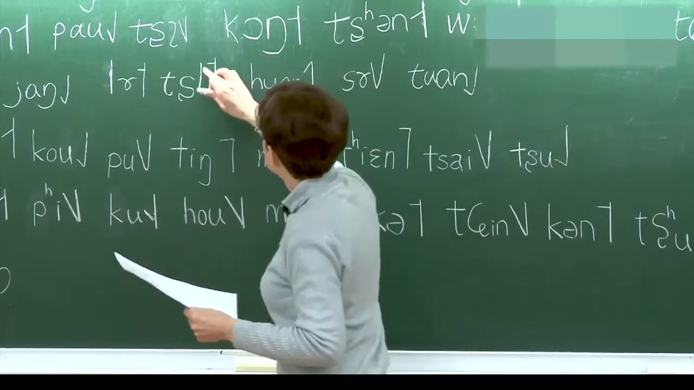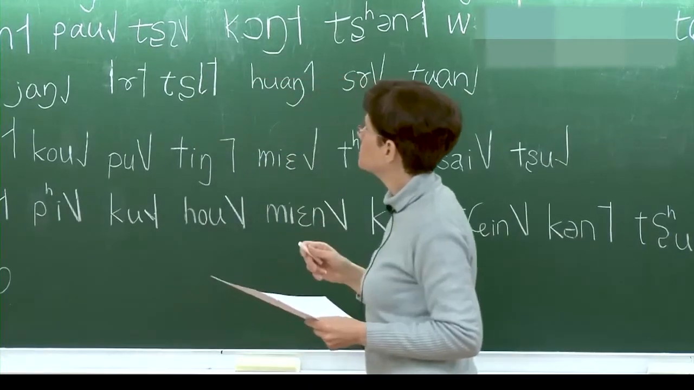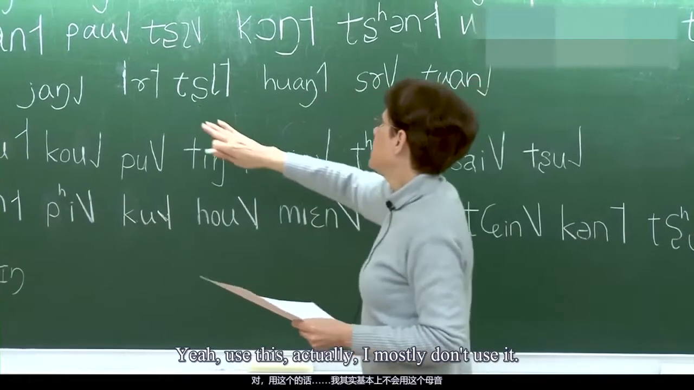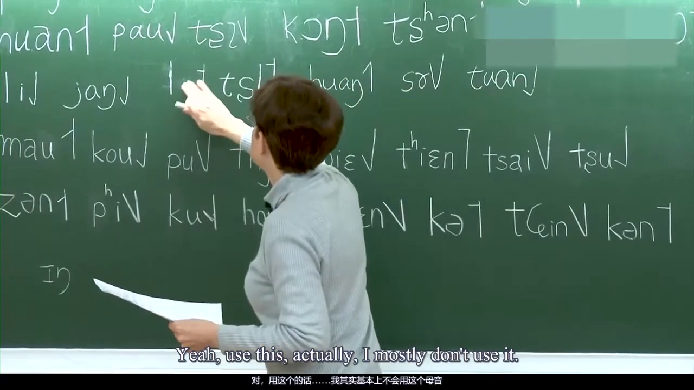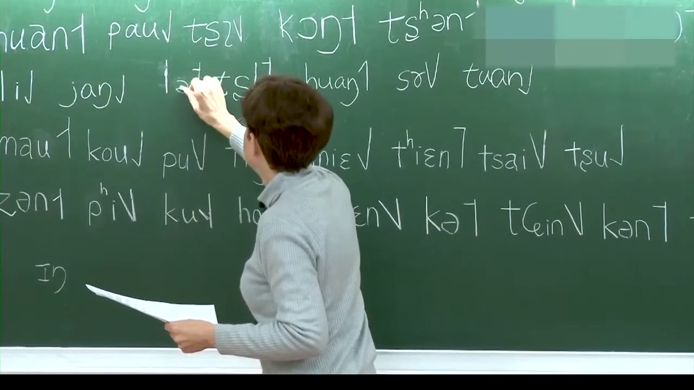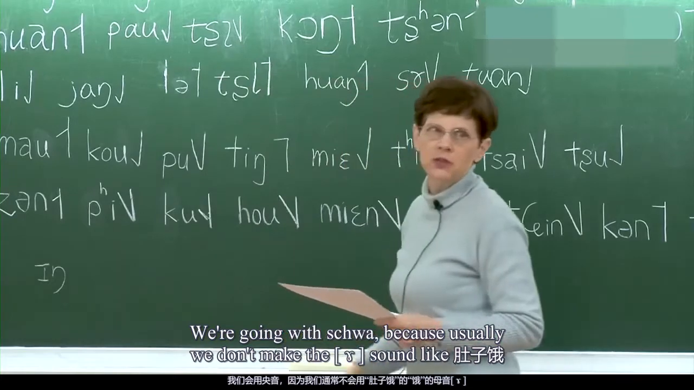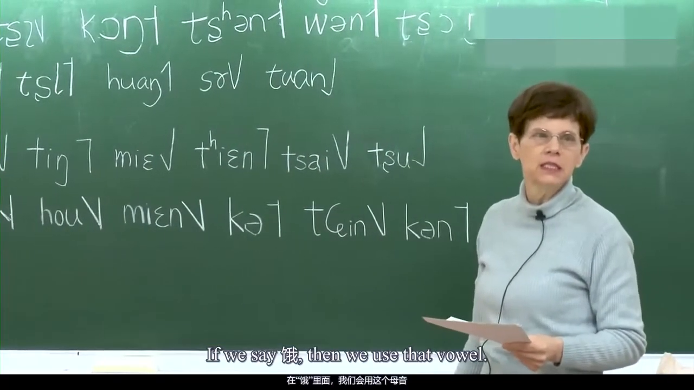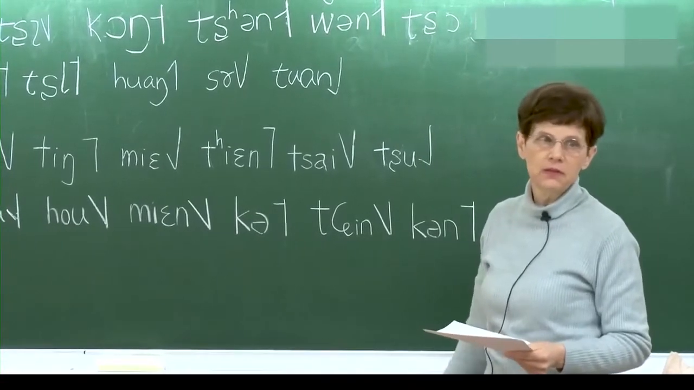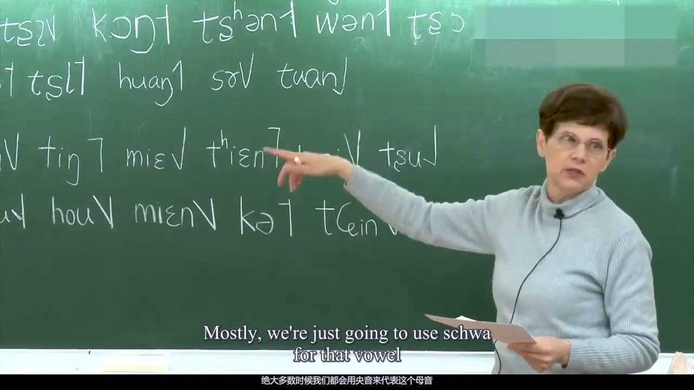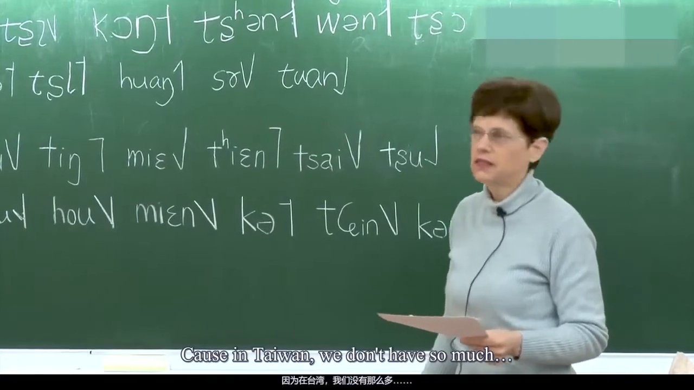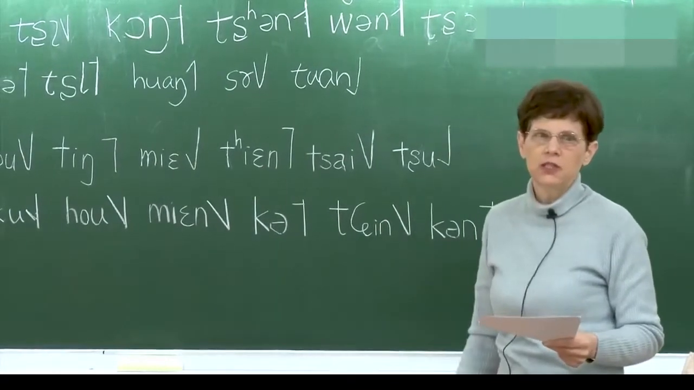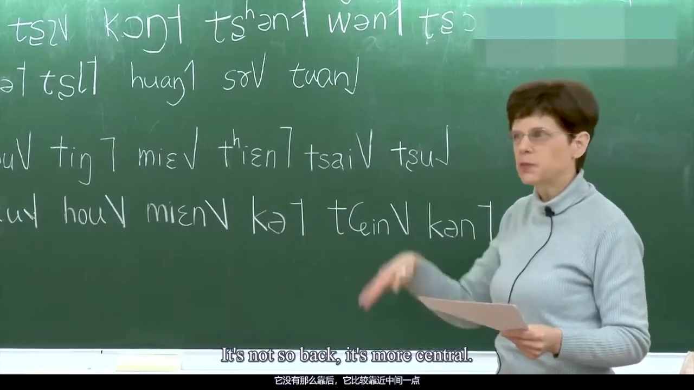Zhi. Yes. I think the vowel, can we use schwa? Yeah. Use this. Actually, I mostly don't use it. We're going with schwa because usually we don't make the sound like 肚子饿. If we say that, then we'd use that vowel. Mostly, we're just going to use schwa for that vowel. Because in Taiwan, we don't have so much. It's not so back. It's more central.